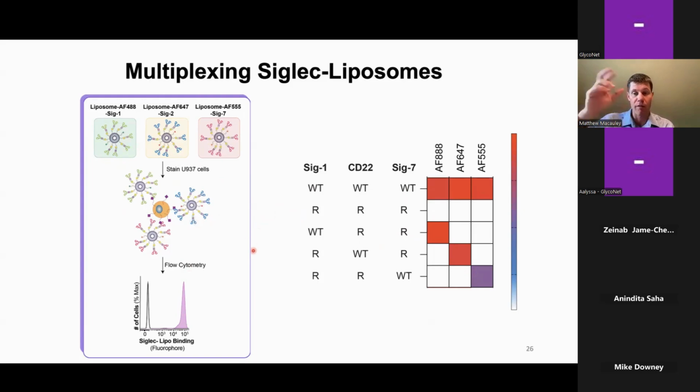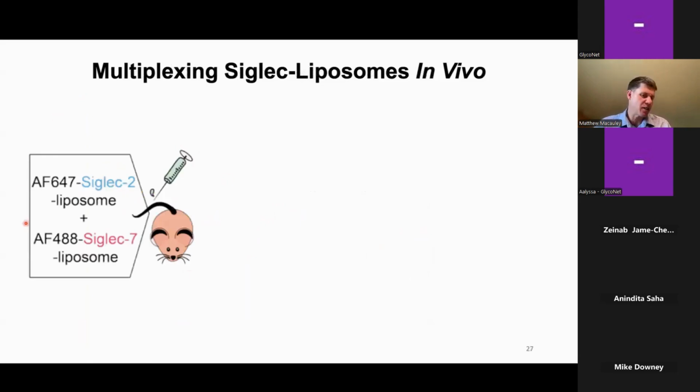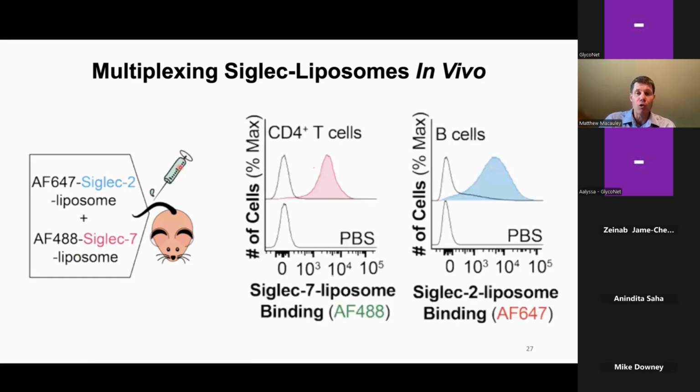So this really then motivated a much more complex experiment where we multiplex, in this case, just two of them, but inside of a mouse. So here we took Siglec 2 liposomes with Alexa Fluor 647 or Siglec 7 liposomes with Alexa Fluor 488 injected into a mouse. I believe an hour later, we removed tissues. And over on the right, I'm going to show you binding to immune cells. And in this case, we saw the Siglec 7 liposomes binding to the CD4 T cells and the Siglec 2 liposomes binding to the B cells.